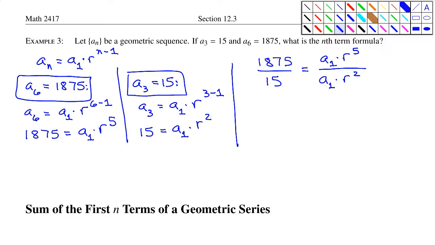1,875 divided by 15 is 125. The a sub 1's cancel, and then r to the 5th divided by r squared is equal to r cubed. So this tells me that r is equal to 5.